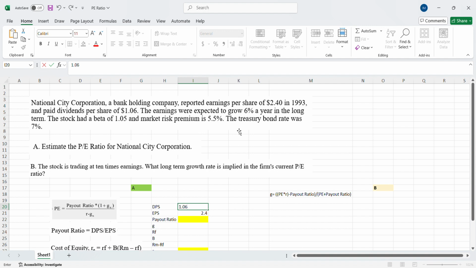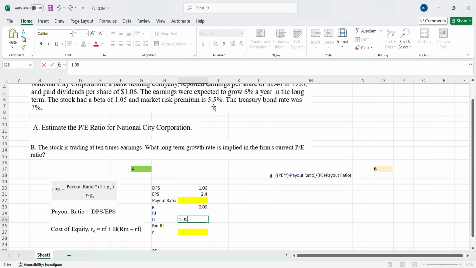The earnings were expected to grow 6% a year in the long term. So our growth rate is 6%. So let's put 0.06 for G. And the stock had a beta of 1.05. So our beta is 1.05. And the market risk premium is 5.5%.